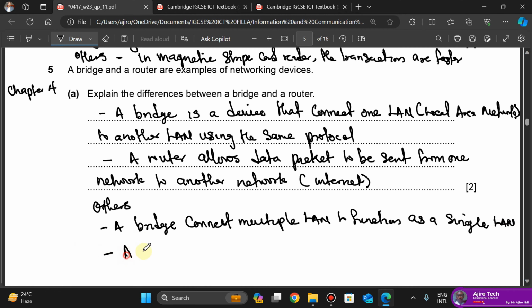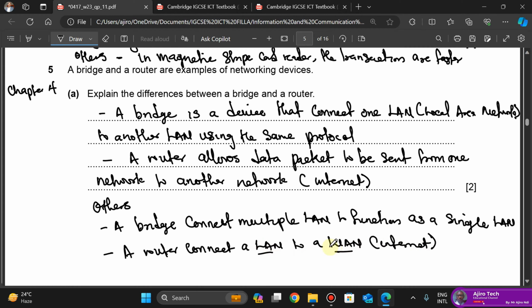While a router connects a LAN to a WAN. And in this case, this becomes your internet. Your WAN is your wide area network, and your LAN is your local area network. Please write this in full. Okay, all right, so hope that makes sense.